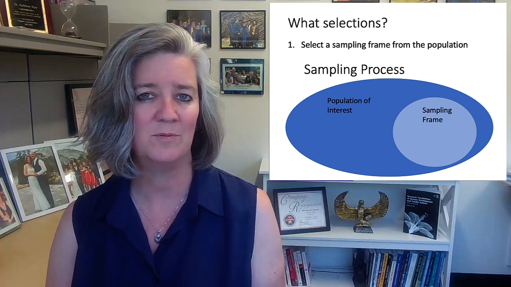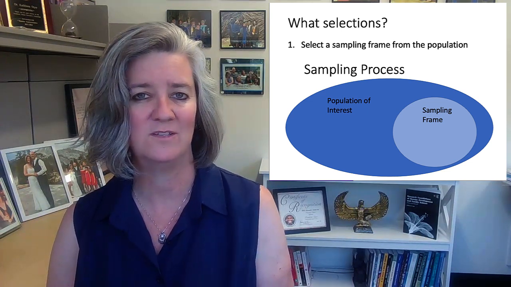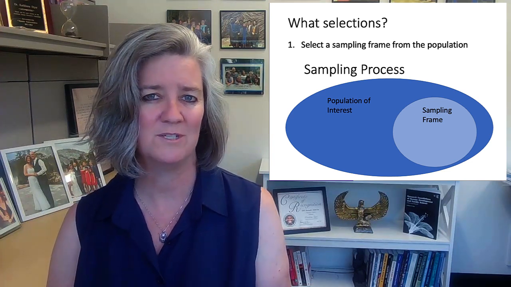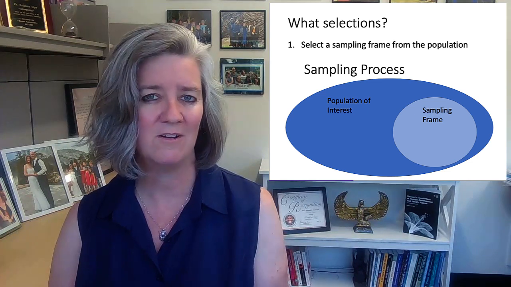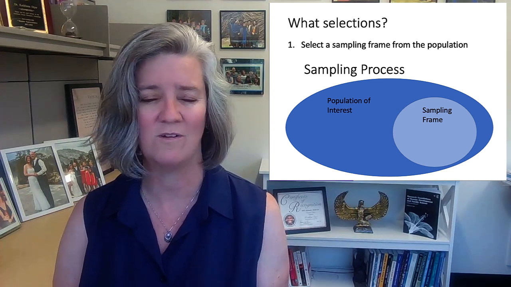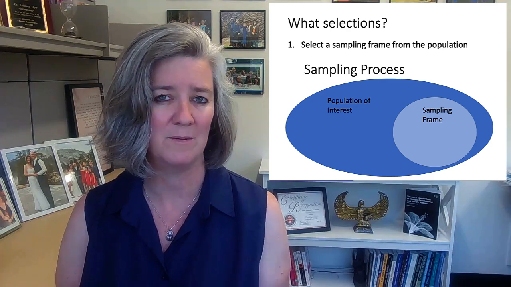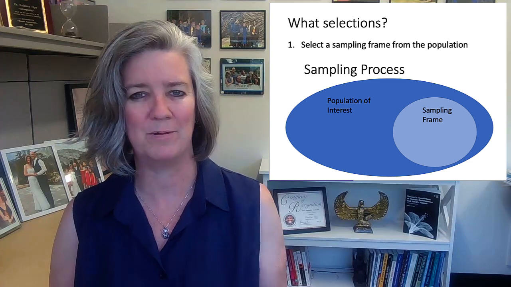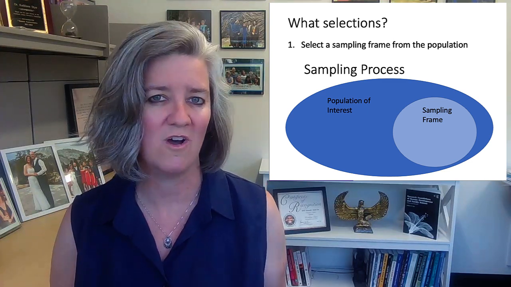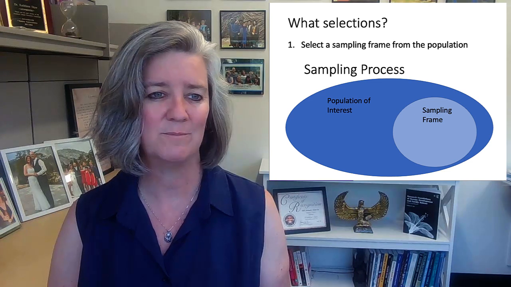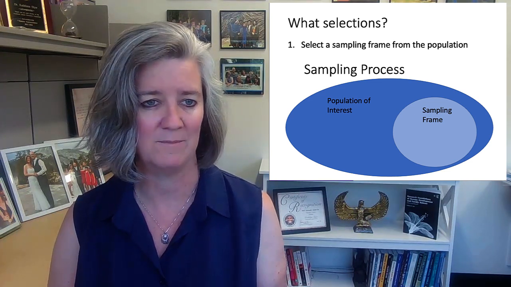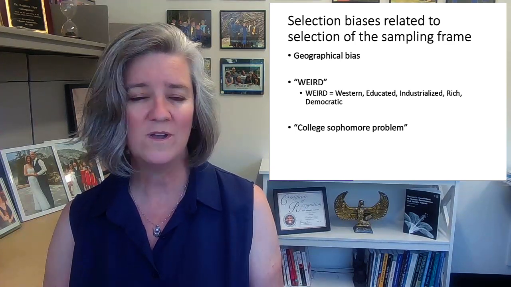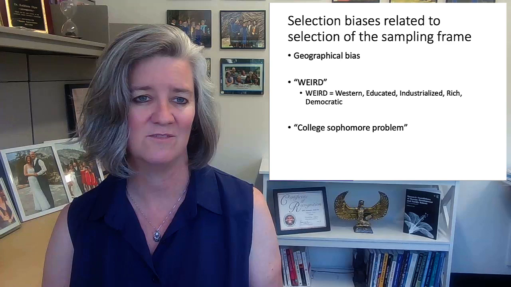And that might be as simple as parents of infants who live in the same city I do. But sometimes the sampling frame is much more specific. Maybe I'm going to look at parents who gave birth to a baby in the last 12 months in a particular hospital, and that might be the sampling frame. But the scientist has to pick essentially a place from which to draw subjects. That process of choosing a sampling frame is one of the first things that produces selection bias. There's always selection bias attached to the selection of a sampling frame.